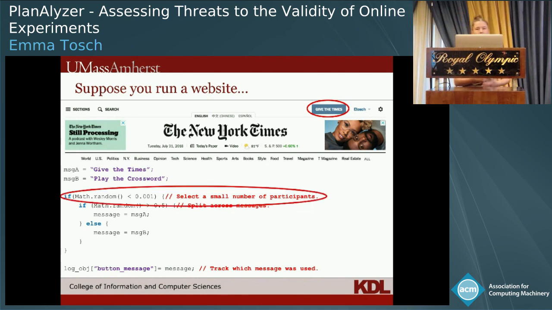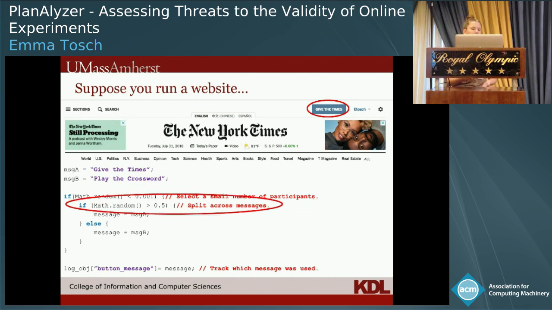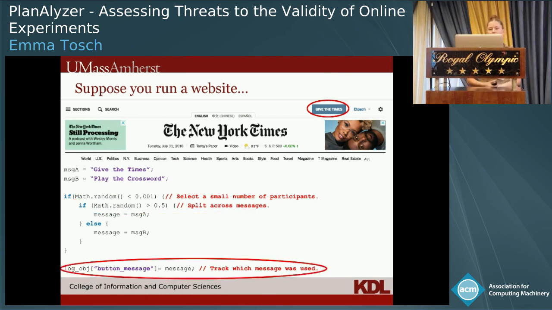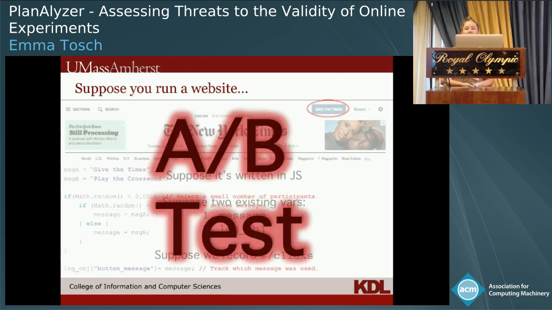You flip a coin every time a user visits, and some small percentage of the time you randomly assign that visitor to one of two messages. Then you store what message was used, and some of you who are sitting in the audience may recognize this simple experiment as an A/B test.